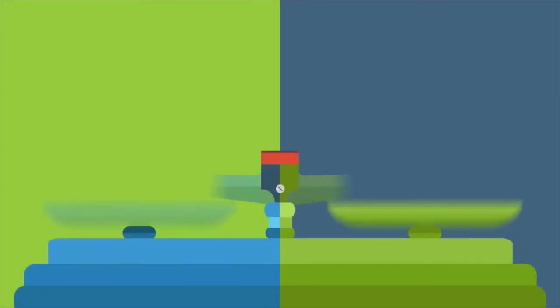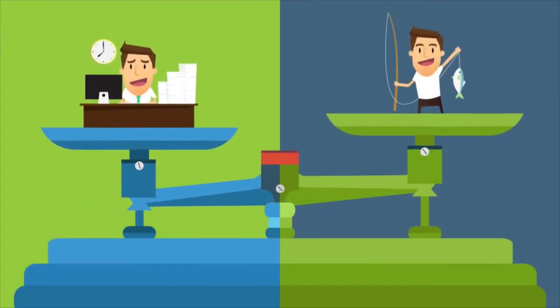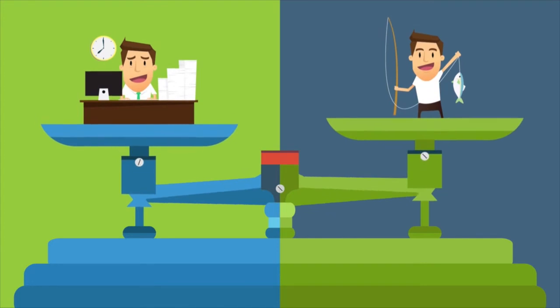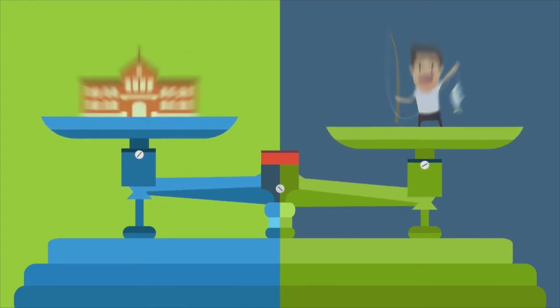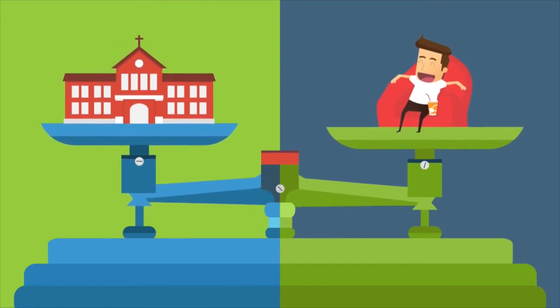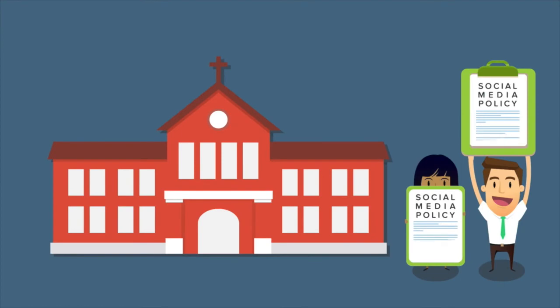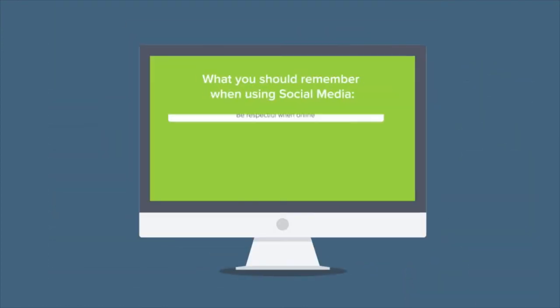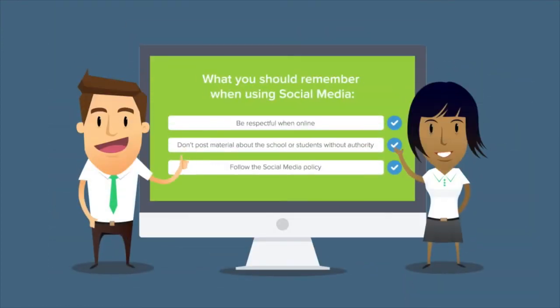Social media means the lines between our professional and personal worlds are no longer so defined. But following some common sense guidelines will protect your privacy as well as your school's and your students', and your work-life balance. A copy of the social media policy for staff, volunteers and contractors should be readily available to all from your school.